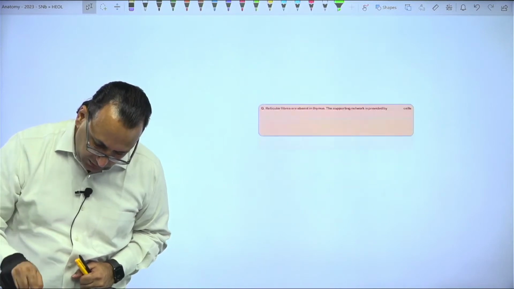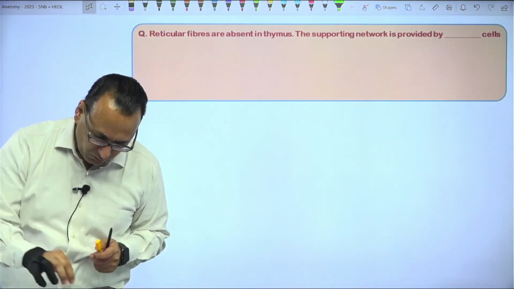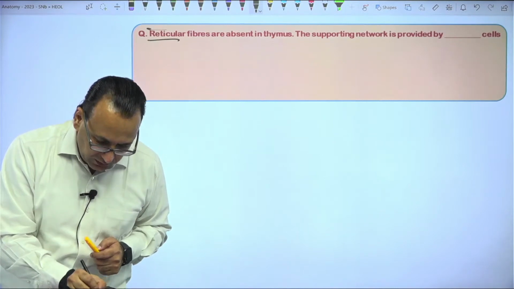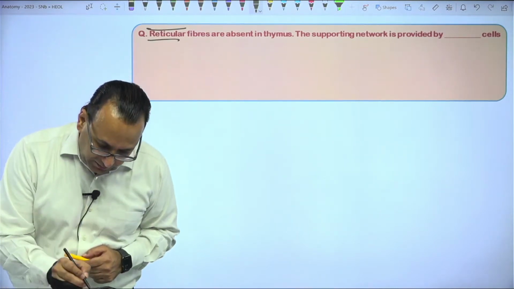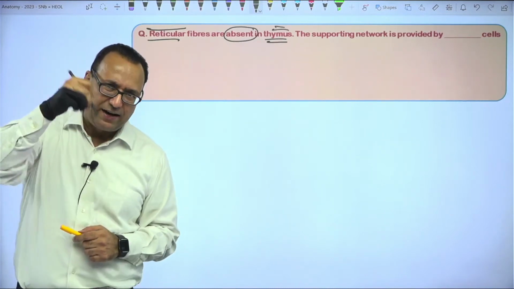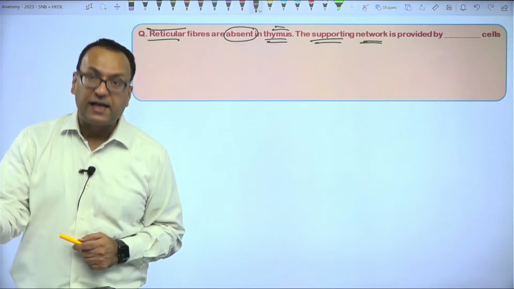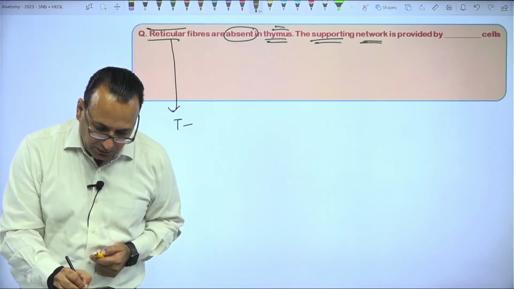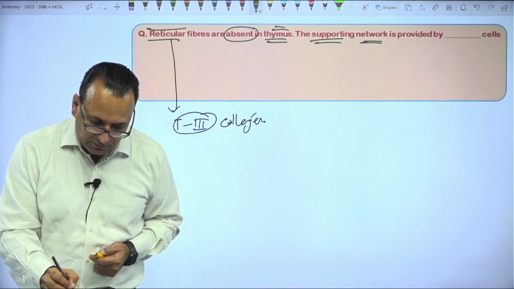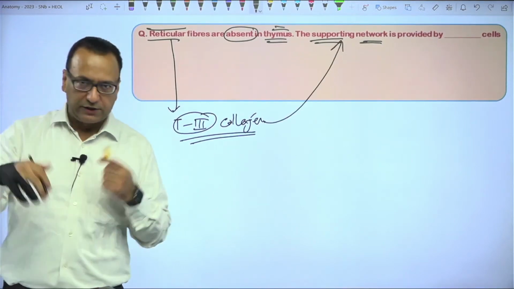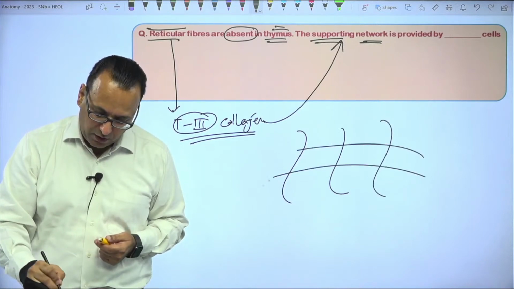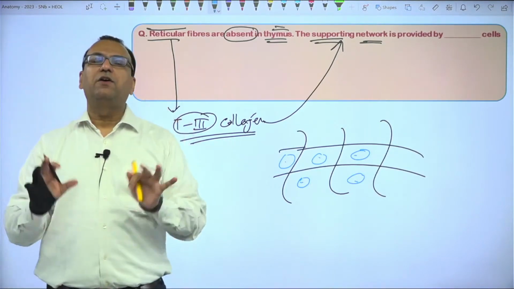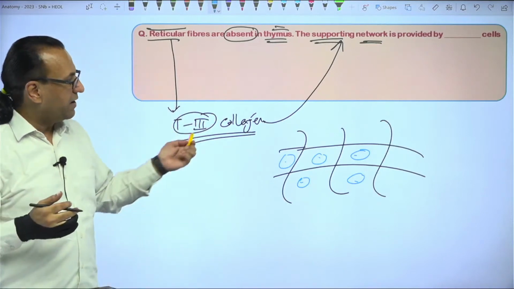Right. So, as you move further, you will notice this is one question. It is asking us about the reticular fibers. Quite often repeated question: reticular fibers are absent in thymus. Now, I have added a little bit more detail: the supporting network is then provided by what? Normally reticular fibers are type 3 collagen fibers, and they form a supporting network on which some of the lymphocytes can be sitting. They give a framework for lymphocytes to sit there, kind of making them a home.